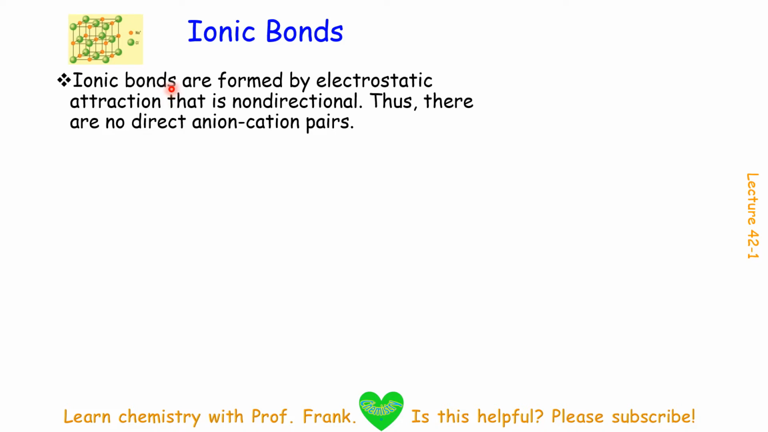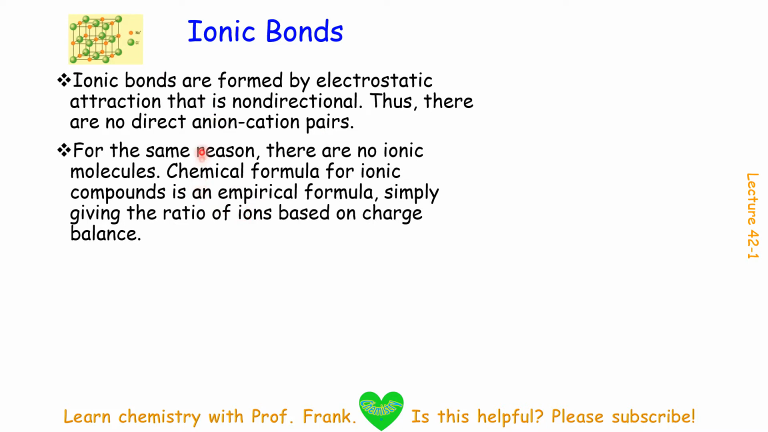Unlike covalent bonds, ionic bonds are non-directional, and there are no direct anion-cation pairs. That is also why there are no ionic molecules. So the chemical formula for ionic compounds is just the empirical formula. The ionic formula simply gives the ratio of ions based on charge balance.